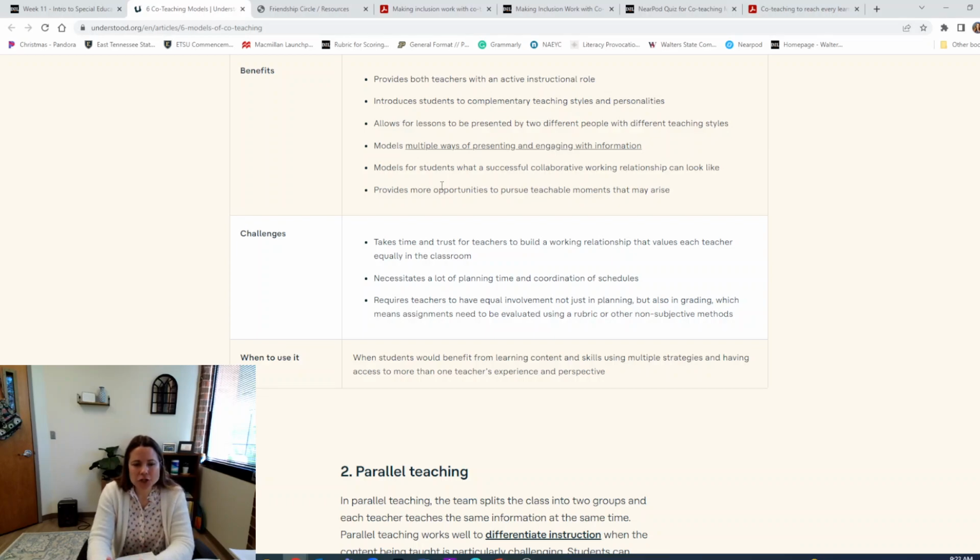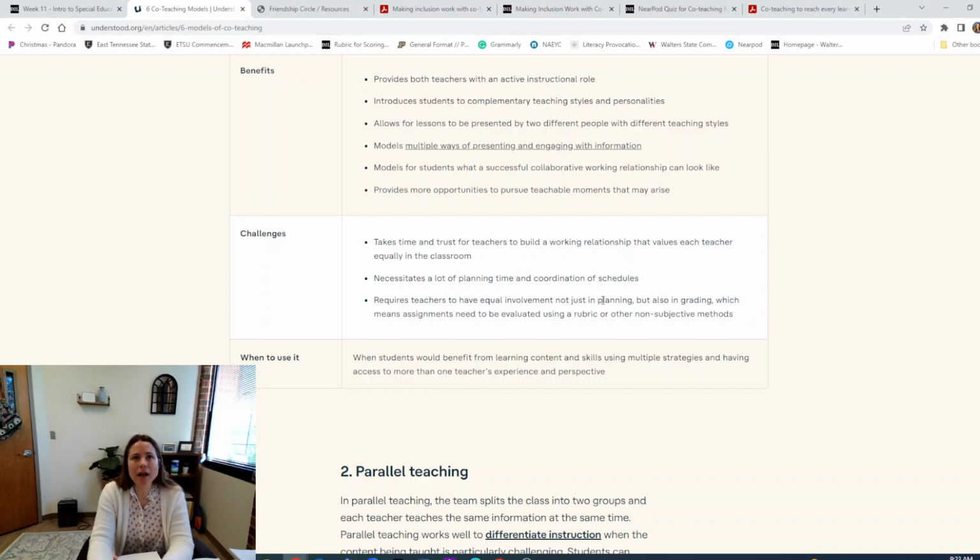And it really allows you and the teacher you're working with to pursue those teachable moments that may arise, that maybe wouldn't happen if one teacher was doing it alone. Now, there are challenges that come along with team teaching. You have to have a great relationship. You really need to complement one another. There doesn't need to be an alpha male or alpha lady because you will butt heads, right?